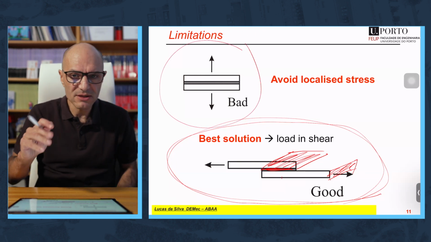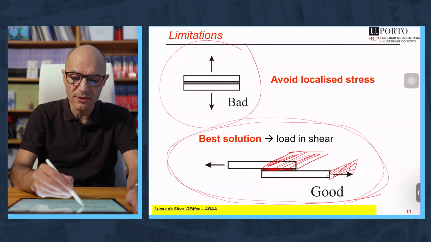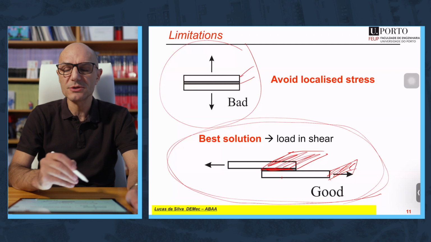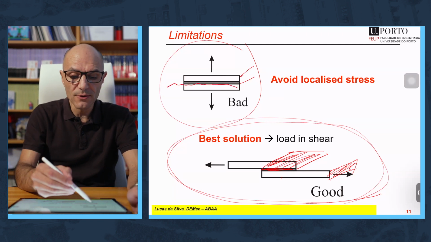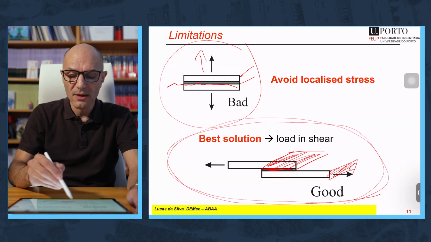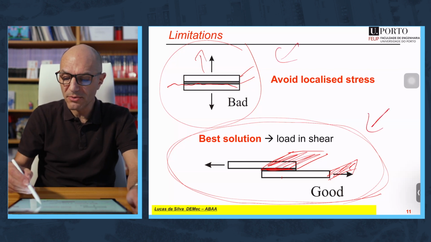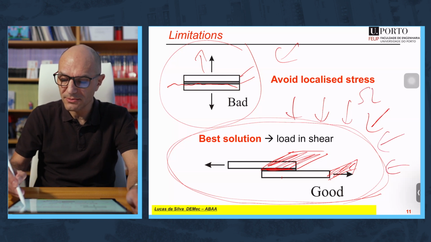This one is exceptional. Sometimes you need to do that, but this only makes sense when the strength of the adhesive is similar to the strength of the substrate. Otherwise, of course, it will break in the adhesive. And also, if the loading is not perfectly aligned, then you can have cleavage. So this is to be avoided. This is number one joint by far, single lap joint, okay?